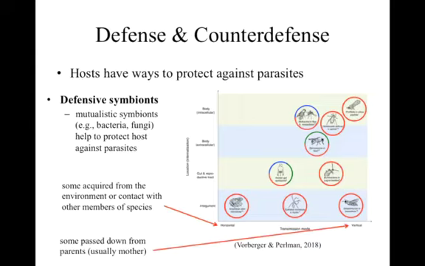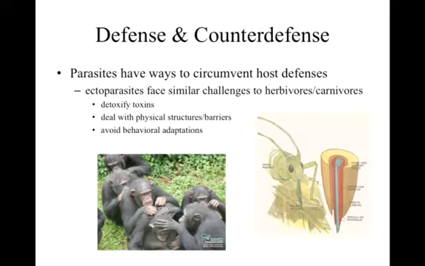We also have what we call vertical transmission. That's where it's passed down from a parent, usually the mother. We can find that with things that are on the outer surface, on the integument of the animals. But that's also the primary way that these more internal mutualistic symbionts are passed down, things that are inside the cell or inside body tissues.